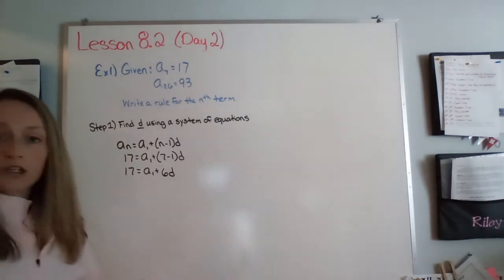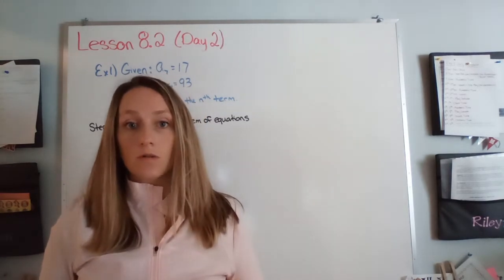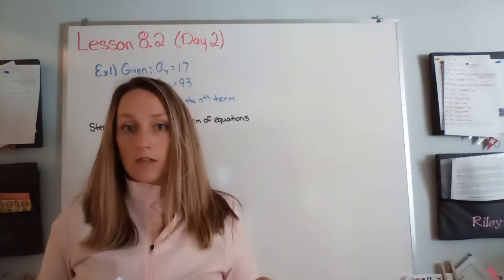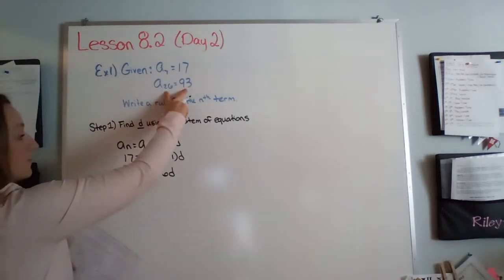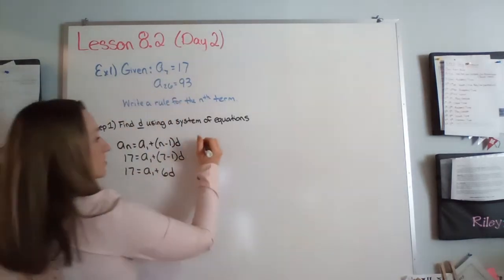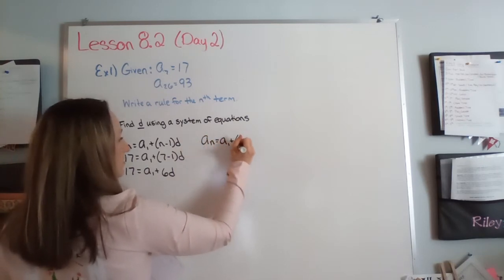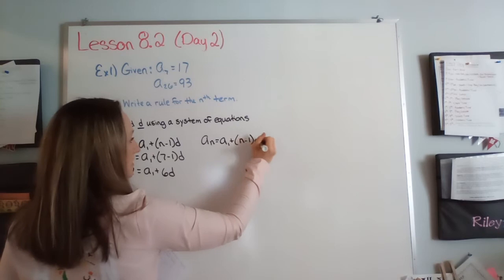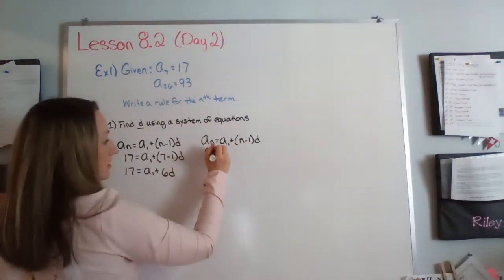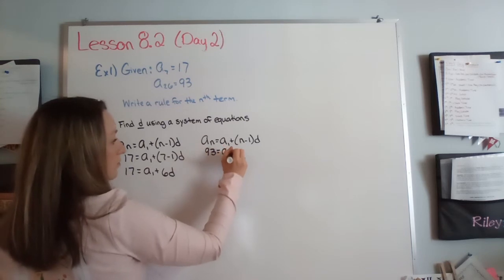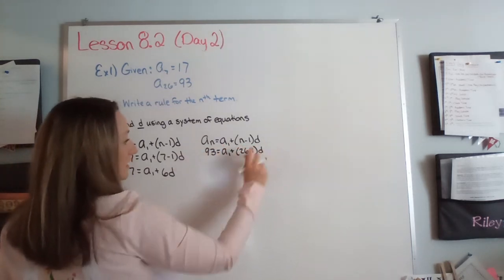Anytime an equation has 2 unknowns, if we can come up with another equation with those same 2 unknowns, we'll have a system of equations, and we know how to solve a system of equations from Algebra 1. So I'm going to take this other piece of information and do the exact same thing. a sub n equals a sub 1 plus the quantity n minus 1 times d. Now I know the 26th term is 93.